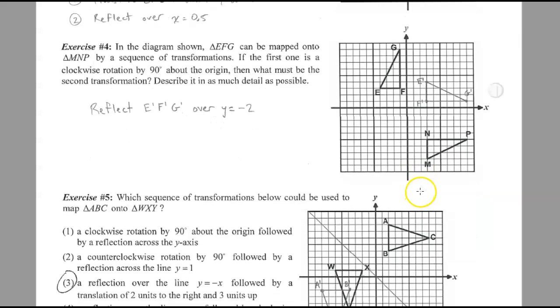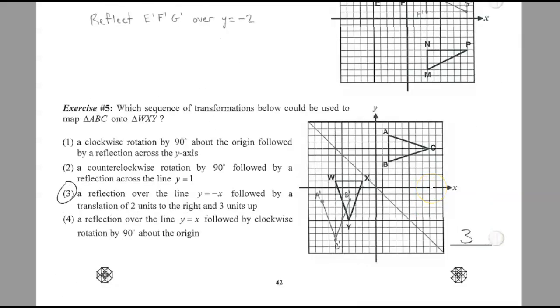Right. And finally, in exercise 5, I want to know which one of these transformations will allow this ABC triangle in quadrant 1 to map onto the triangle that's straddling the x-axis there. So I could just take these one at a time and explain them. A clockwise rotation by 90 degrees about the origin for choice 1 would take triangle ABC and move it into quadrant 4. And then a reflection across the y-axis would take it into quadrant 3. Okay, it wouldn't quite be right.